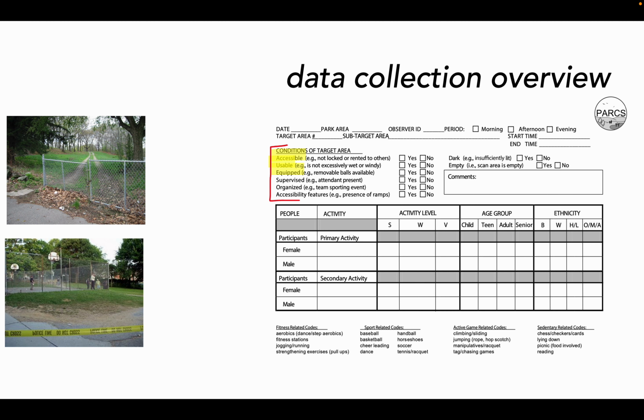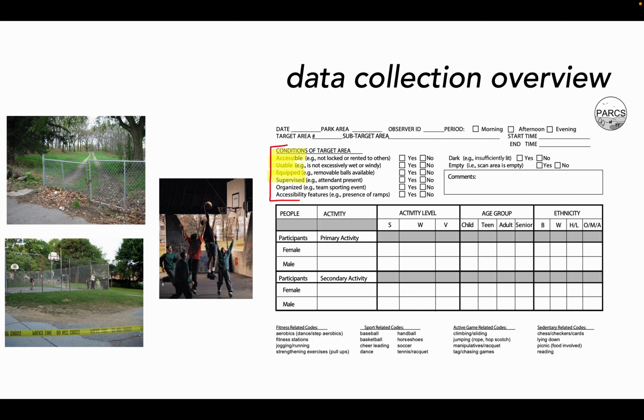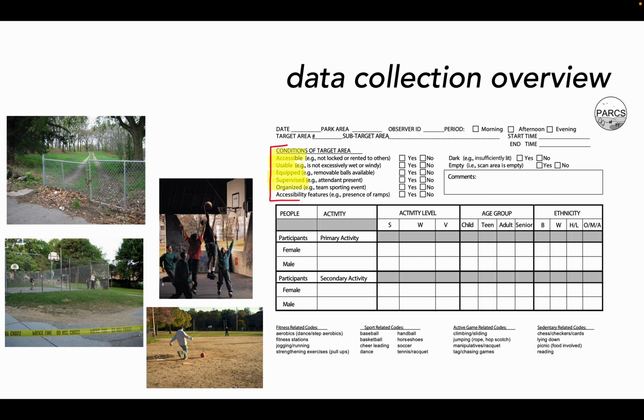A user bringing their own basketball, for example, would not count here. An area is supervised if the activities being undertaken there are being done under the oversight of a coach, a trainer, a leader, or some kind of staff attendant. An area is organized if it's an obvious team event. Not a casual or pickup game, but a local recreation league or a school team would count here. There's also a space for comments.